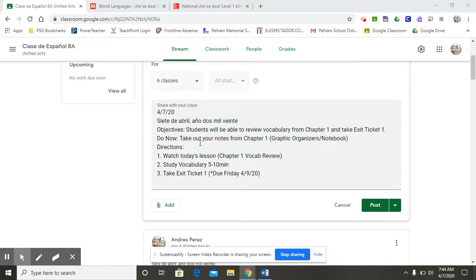All right. Now the do now says take out your notes from chapter 1. So if you use the graphic organizers, you can take those out. I encourage you to use the graphic organizers because, as you will see today, that's where pretty much all of the vocab is going to come from. Now, if you took notes on a notebook or if you opened up tabs and you wrote down notes yourself on the side, take those out, okay? You want to have those ready so that when we review, you know exactly which words are going to be on the exit ticket. And that's how my class is also, by the way, if we were in person.